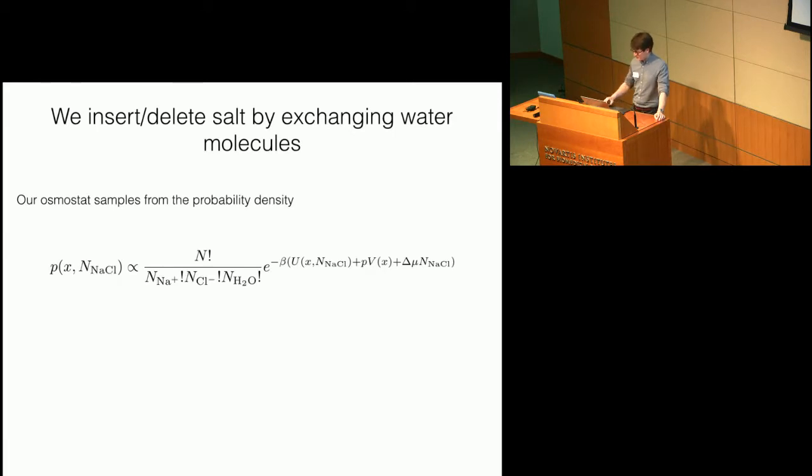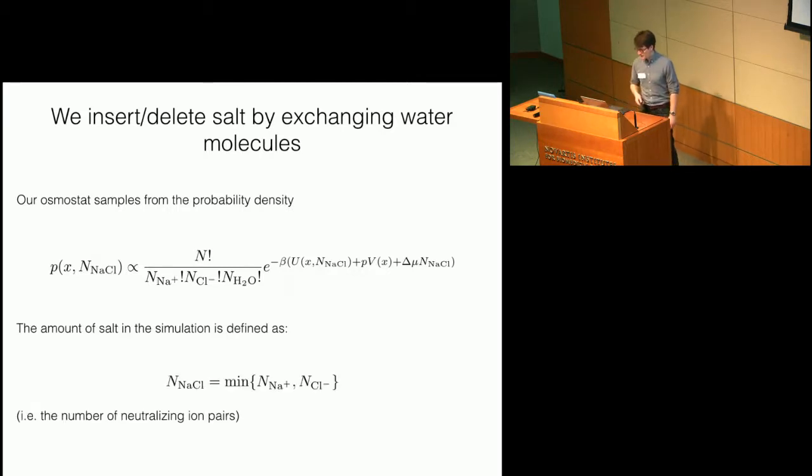And a bit more mathematical detail, this is the probability density that we're sampling from in the SaltSwap package. So it's dependent on the total energy of the system, which depends on the configuration X. We do have a barostat, so that's the pressure and volume. And you can see here, this is the extra semi-grand canonical Monte Carlo term. And I define the number of salt pairs in the system as the minimum between sodium and chloride. So basically, it's the number of neutralizing pairs in the system.